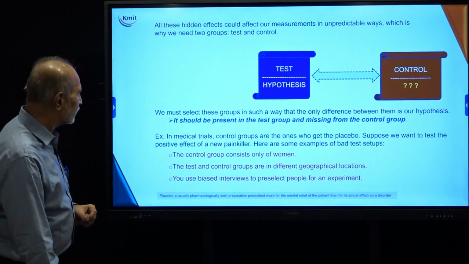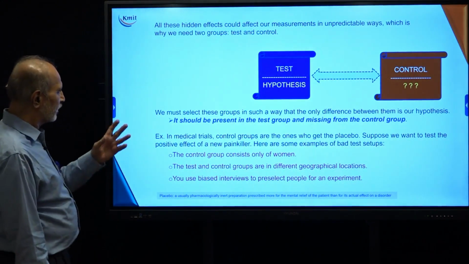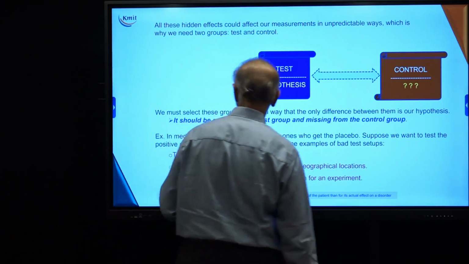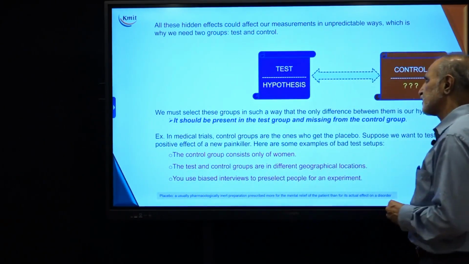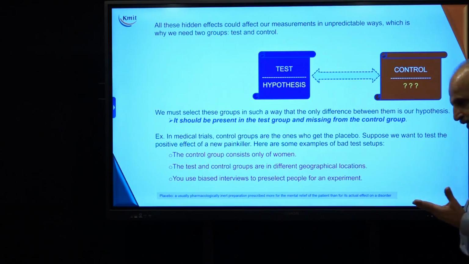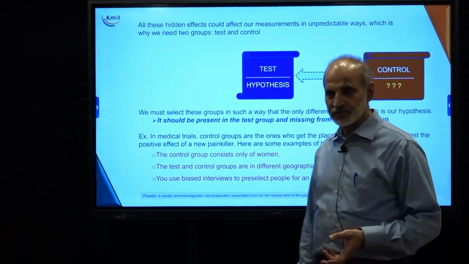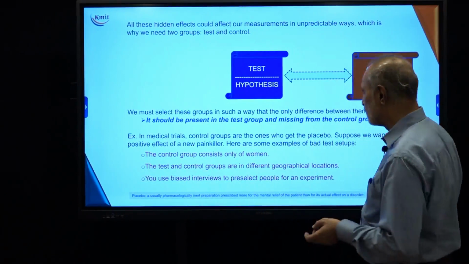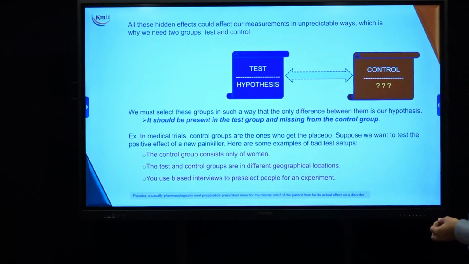So, welcome back. Now, last time I was trying to show you the hypothesis, and we say that the effects which are there because of the online testing. Some of the effects are visible, some of the effects are not visible. So, what is the best way? The best way is to split into two parts. One is called the test part, another is called the control part.